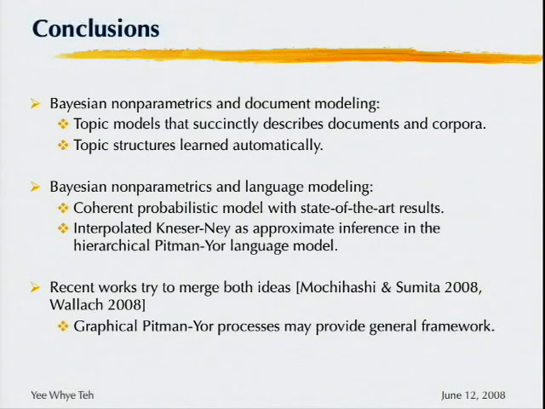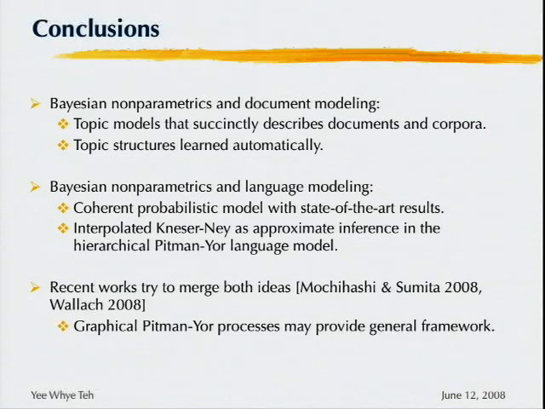Okay, so conclusion. I think Bayesian Nonparametrics is quite nice. It has some really nice applications in both document and language modeling, and there's in fact recent work that tries to merge both ideas together, and I think the graphical Pitman-Yor process framework may actually provide a nice framework to explore some of these ideas, merging document and language modeling.